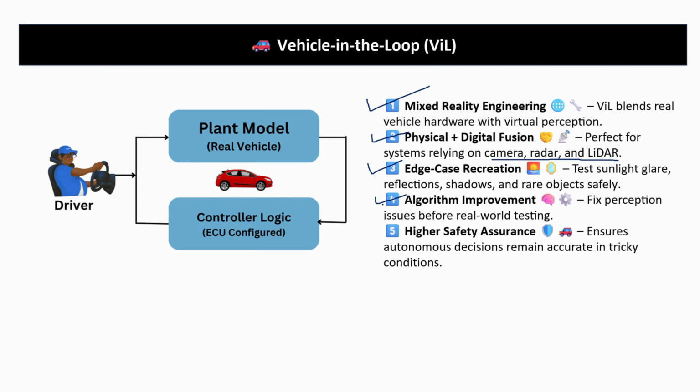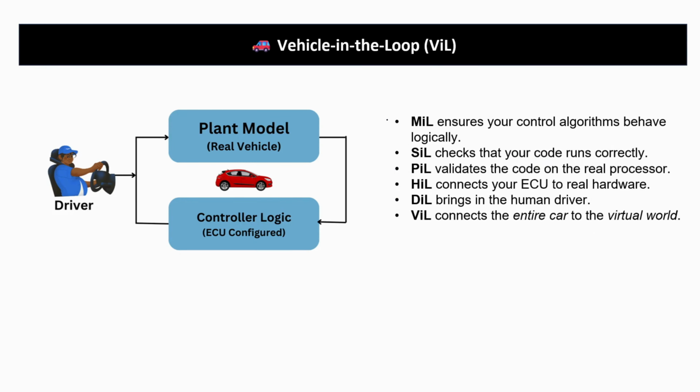Integration with other loops. ViL does not work alone. It's part of a chain. Each loop feeds into the next. MiL ensures your control algorithms behave logically. SiL checks that your code runs correctly. PiL validates your code on the real processor. HiL connects your ECU to real hardware. DiL brings in the human driver. ViL connects the entire car to the virtual world.